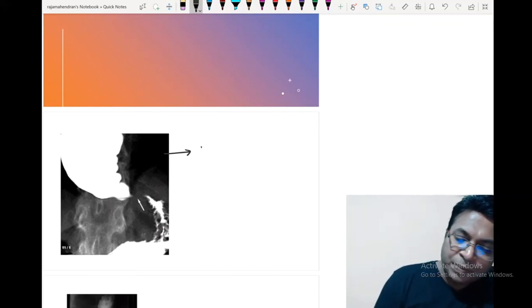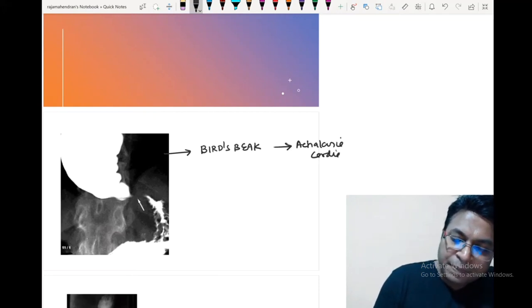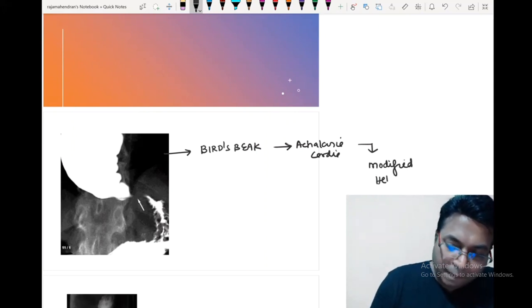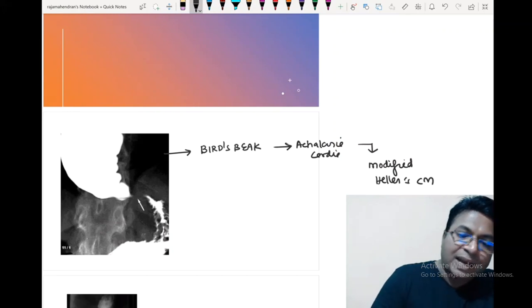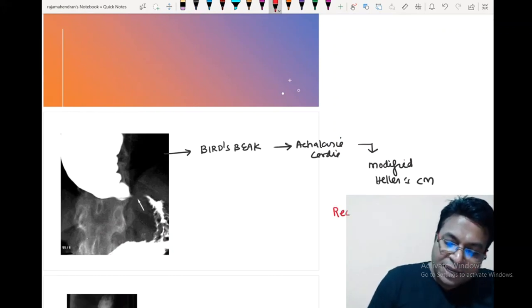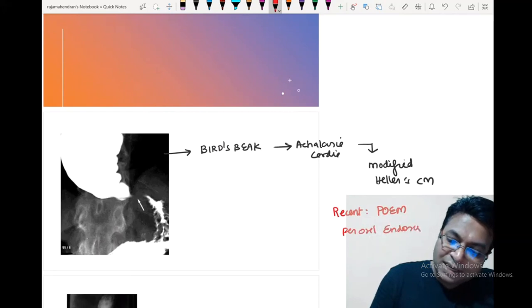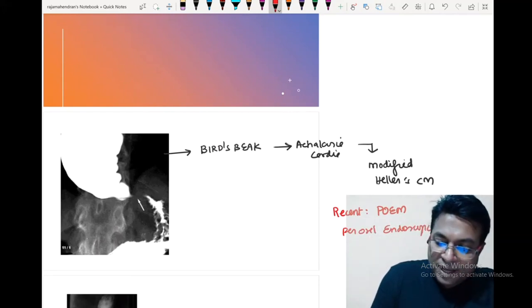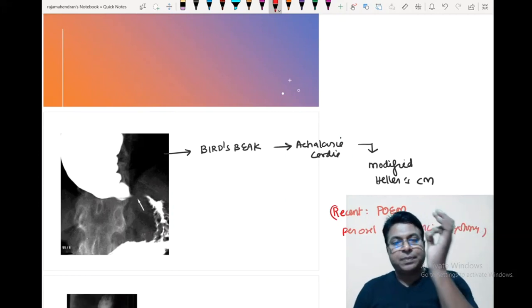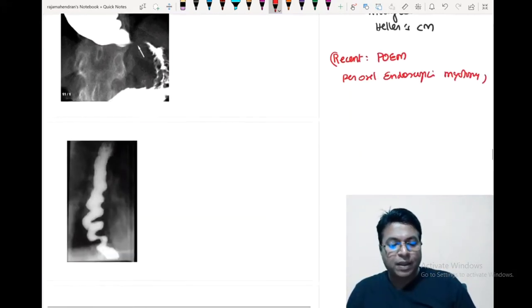This is a picture showing you bird's beak appearance. Where will you get this? It is seen in achalasia cardia. The treatment is modified Heller's cardiomyotomy, and the recent treatment is POEM, peroral endoscopic myotomy, the latest treatment for these cases. So these are fast one-liners. Just observe the picture, know the concept, tell the treatment. That's all.